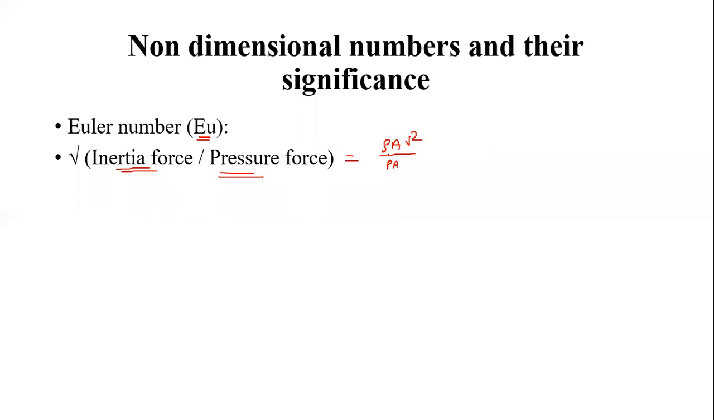After simplifying it, it is under root. After simplifying it, we get the Euler number as ρ v square divided by P. And again, if you go for the simplification, we get v outside, v divided by root of P by ρ. This is our Euler number. Significance: it is employed wherever we have the dominating force as the pressure force along with the inertia force.